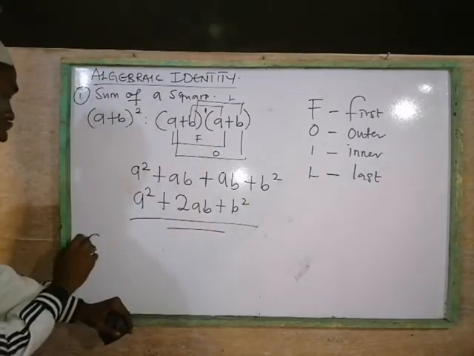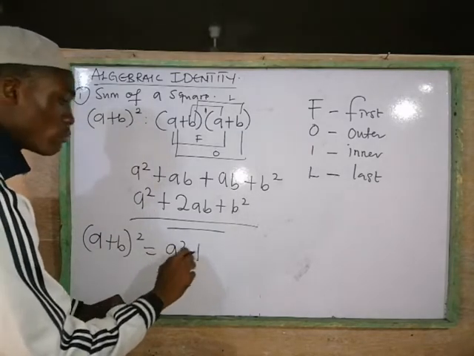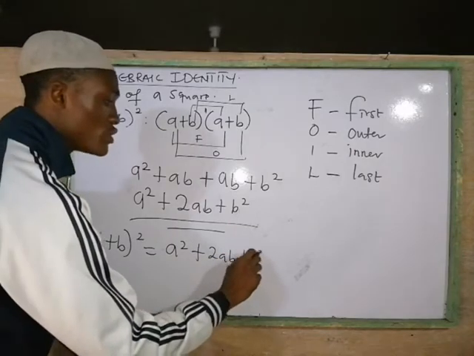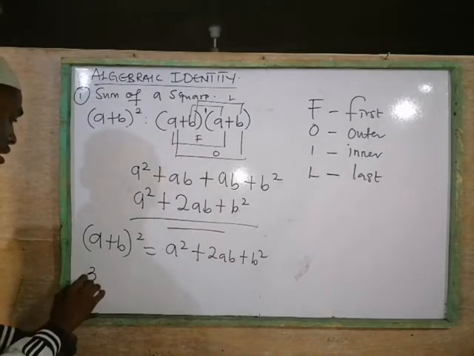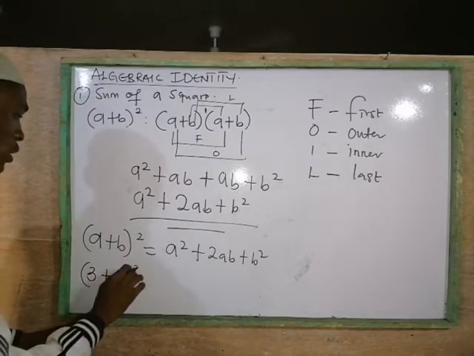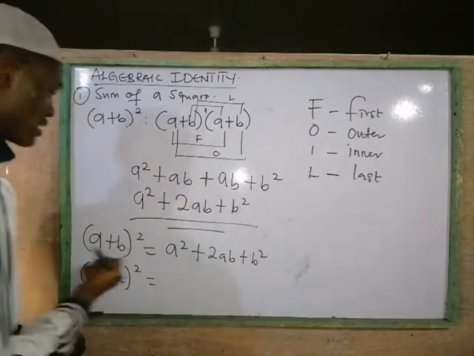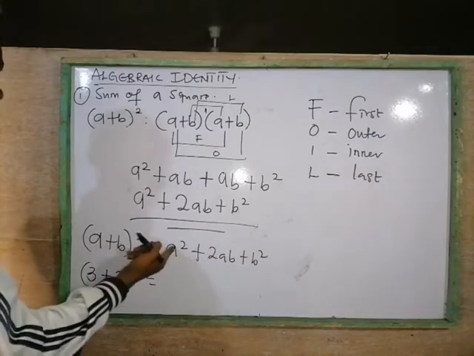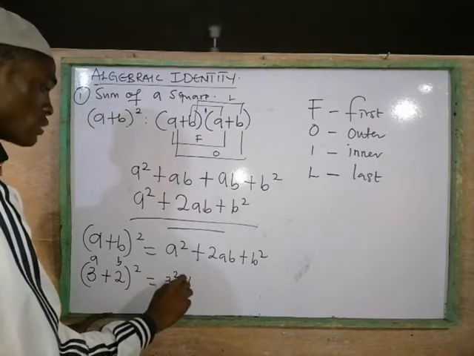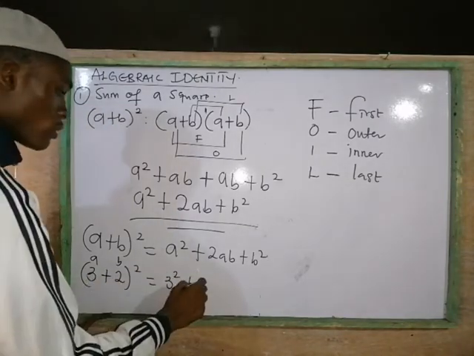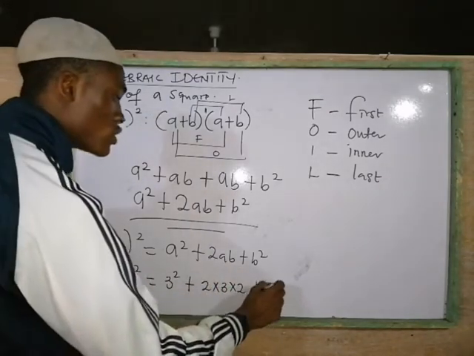So this identity, sum of the square, can be expressed as a squared plus 2ab plus b squared. So if I am asked to expand (3 + 2)^2, I can use this identity to expand this because I already know what this identity stands for. So my 3 will be my a and my 2 will be my b. So I have 3 squared plus 2ab, 2 multiplied by 3 multiplied by 2, plus b squared, 2 raised to the power of 2.